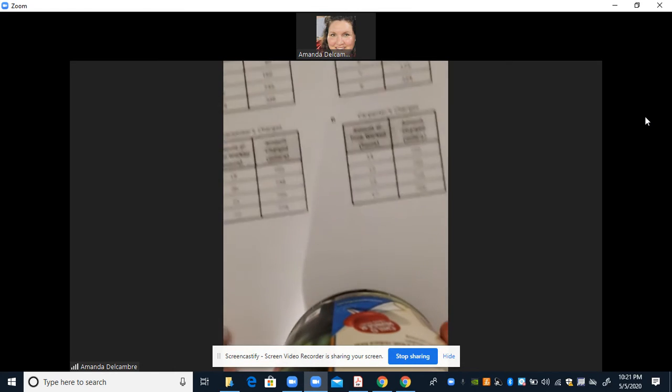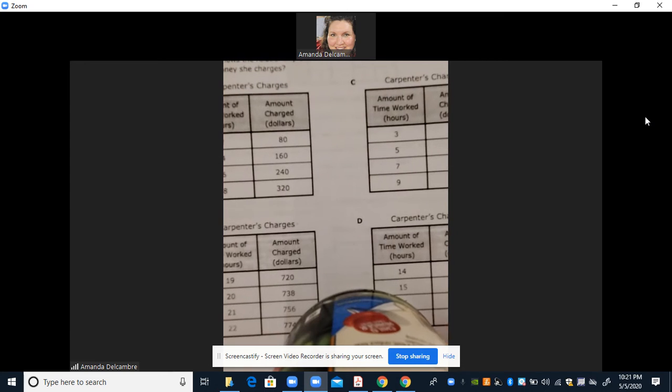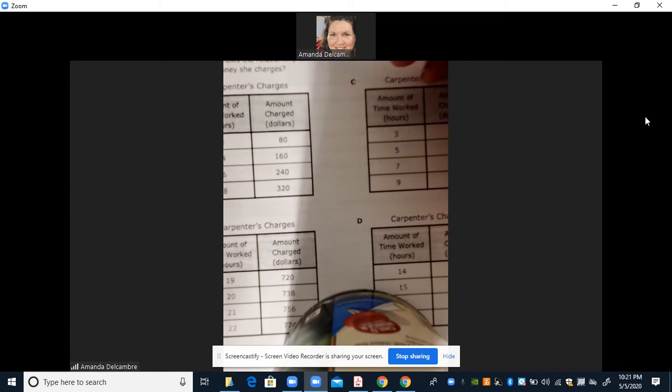Okay, looking at number 5. A carpenter charges $720 for 18 hours of work. She charges the same amount of money for each hour of work. Which table shows a relationship between the amount of time that the carpenter works and the amount of money she earns?